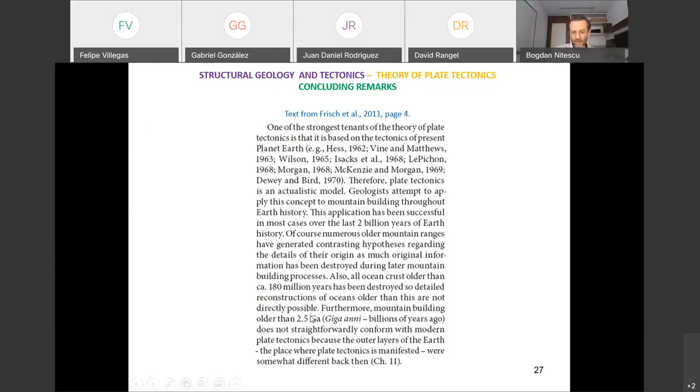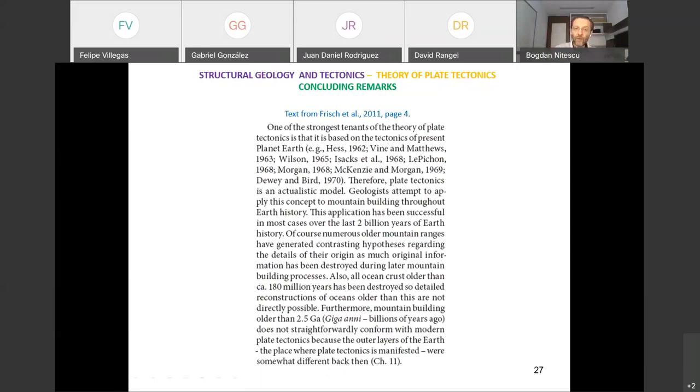And then he says, mountain building older than 2.5 billion years does not straightforwardly conform with modern plate tectonics, because the outer layers of the Earth were somewhat different back then. And this is a thing that we will be discussing. It's a big controversy. You can make a career in this. It is really interesting. There are people who are very uniformitarian in their thinking, and they think that the history of the planet was the same all the time. And people think, well, everything has an evolution. It cannot have been the same.